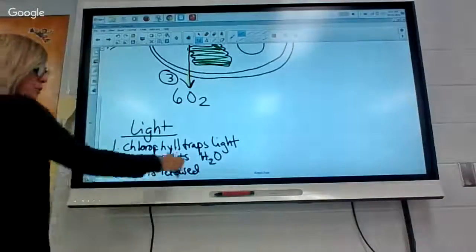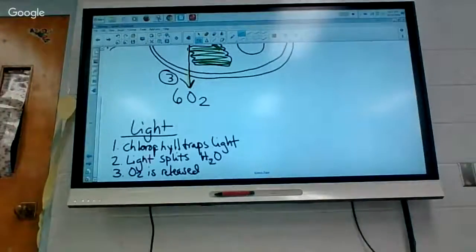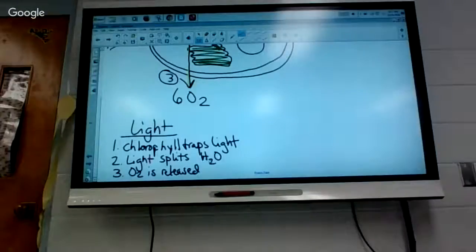Now, if you don't have enough room, you can probably just add it to the side. We're going to do one thing under dark. This is going under light, yep. All right, where's that oxygen go?